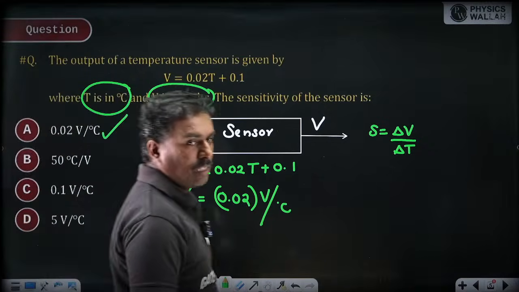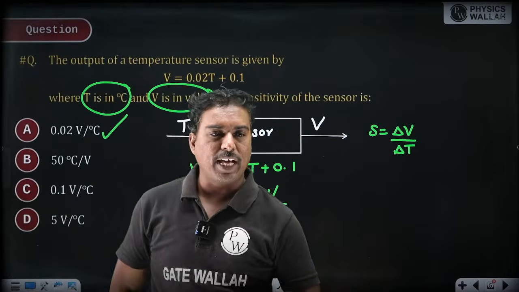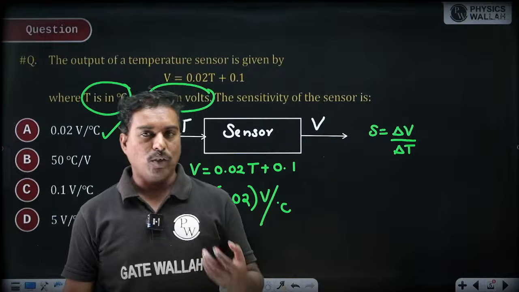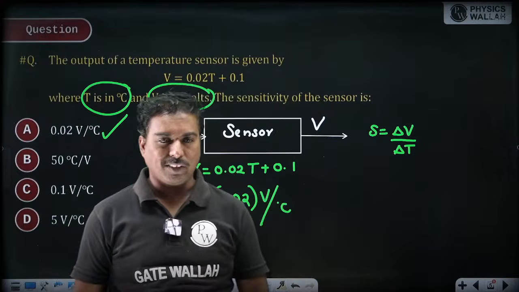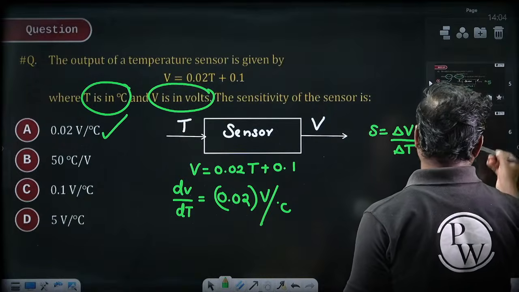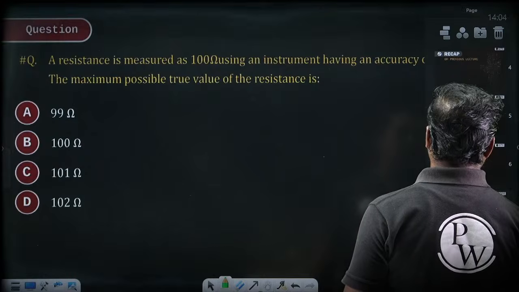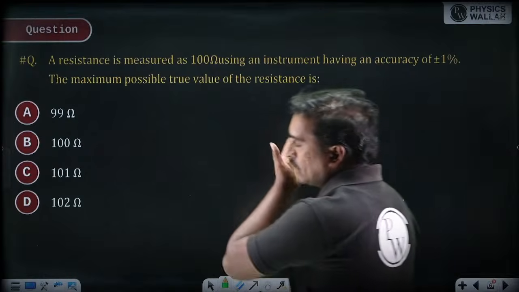So this is one of the characteristics of the instrument. If you see the instrument is having certain characteristics like sensitivity, accuracy, precision, resolution, like that. Okay. So this is one type of question. Now let us go for another question. What is this question? So try to answer this question.